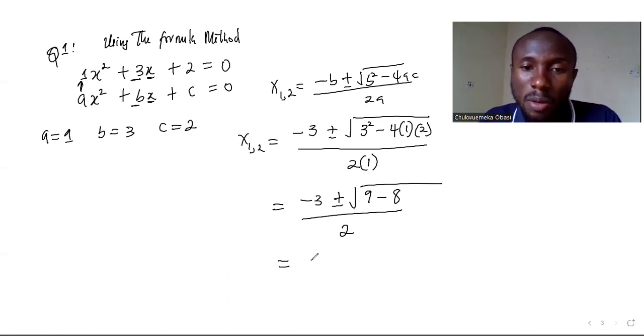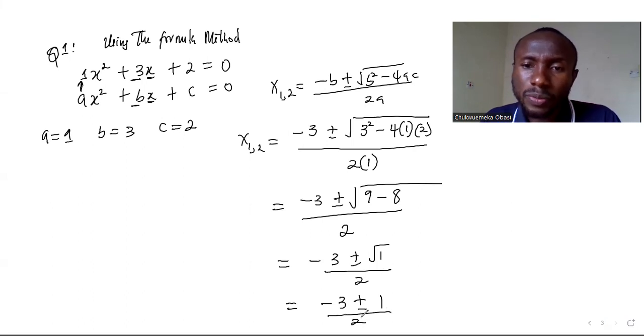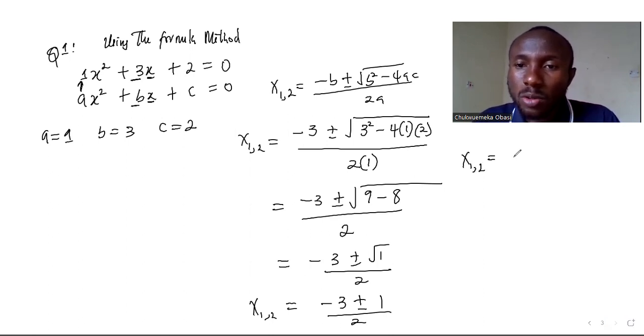And so we have minus 3 plus or minus the square root of 1 over 2. So what is the square root of 1? Of course, the square root of 1 is 1. So I have minus 3 plus or minus 1 over 2. Remember, this is x1,2, right? So we can go further to say x1,2 is equal to minus 3 plus or minus 1 over 2. Now we select the x1.